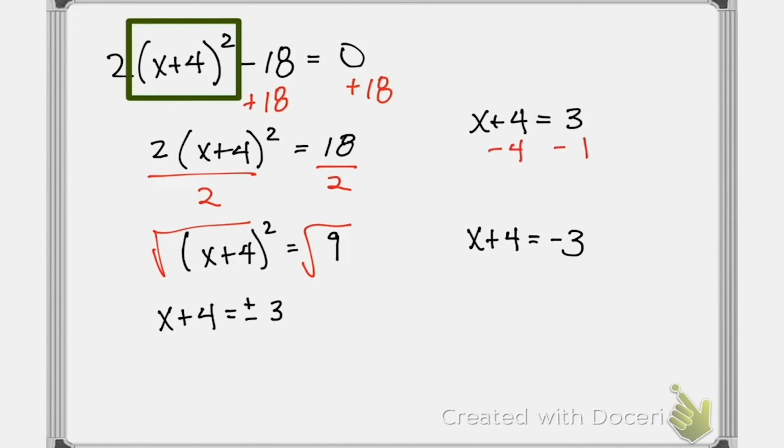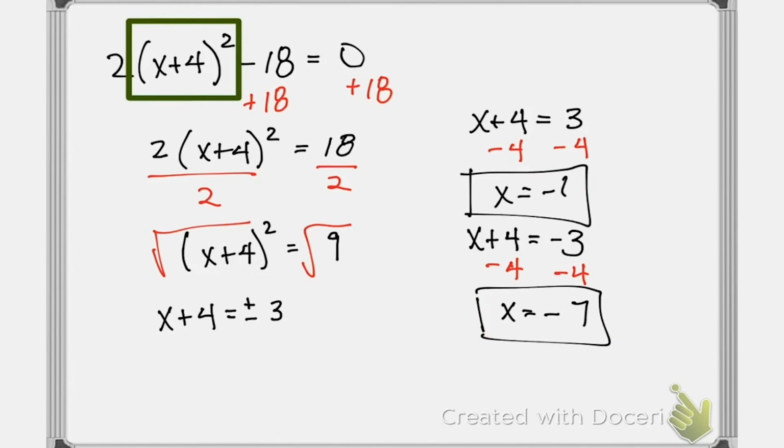In both of these, I'm subtracting 4. So, in this first one, 3 minus 4 is -1. And in my second one, 3 minus 4 is -7. So, those are my two answers, -1 and -7. If you guys need more examples like this, please let me know.